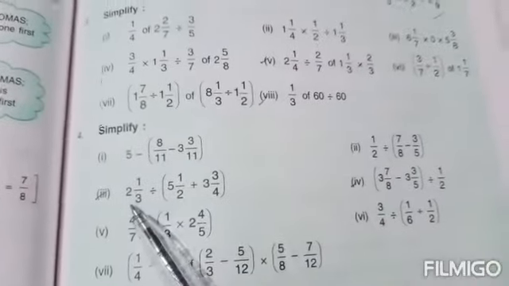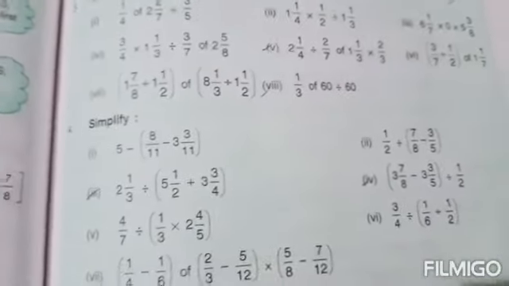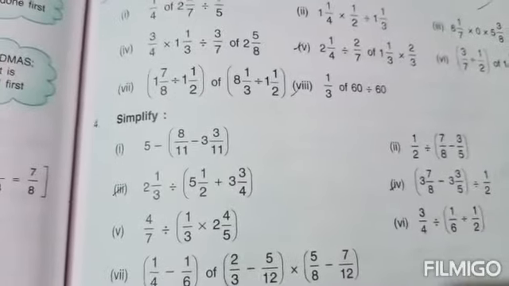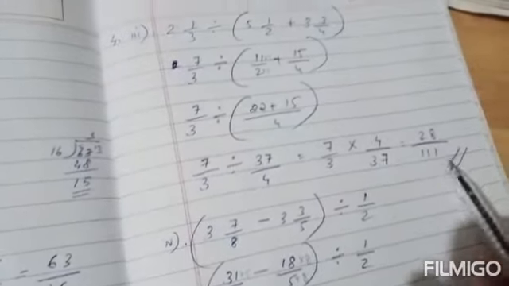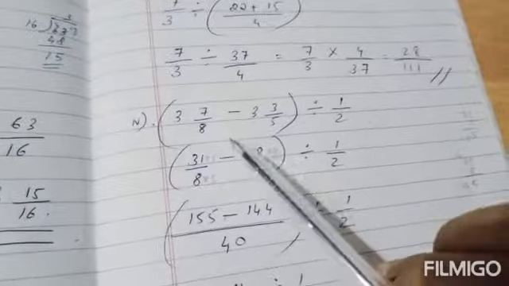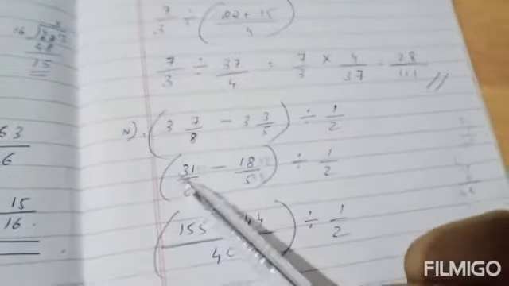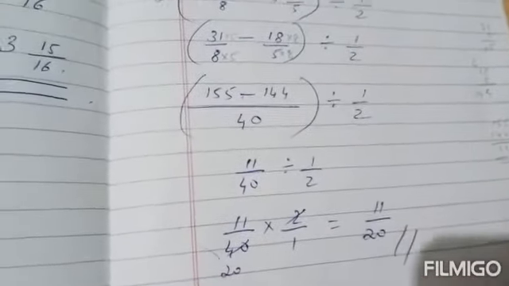Then fourth question, simplify, the third one: 2 1 by 3 division 5 1 by 2 plus 3 3 by 4. The answer is 28 by 111. Next, the fourth one: 3 7 by 8 minus 3 3 by 5. It is given inside a bracket, then division 1 by 2. The answer is 11 by 20.